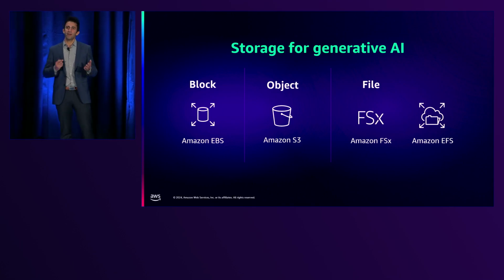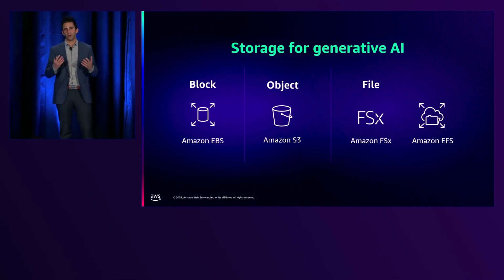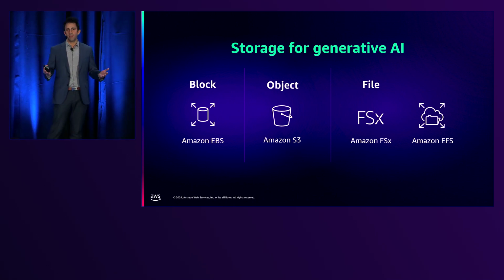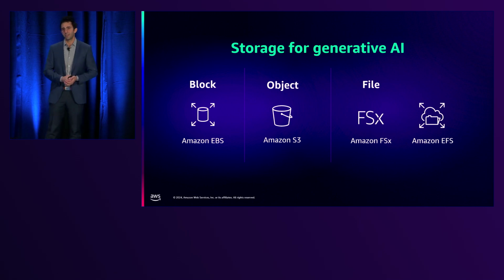And then we also have a number of file system offerings. Customers typically turn to file systems when they're looking for a hierarchical data structure, the ability to have file locking mechanisms, or integration with familiar tools and services. In the file portfolio, we have two main families of services. We've got Amazon FSx and Amazon EFS.